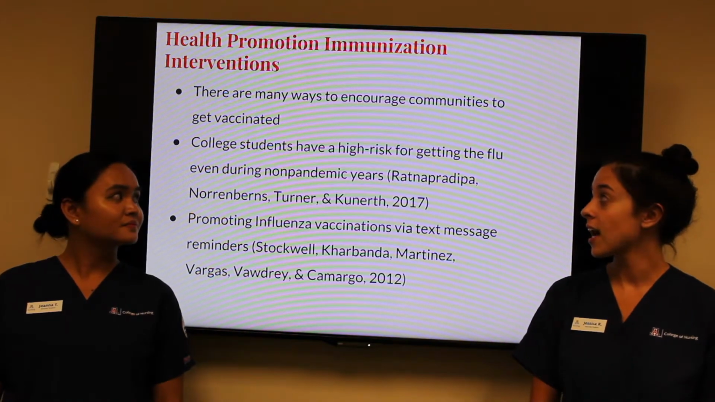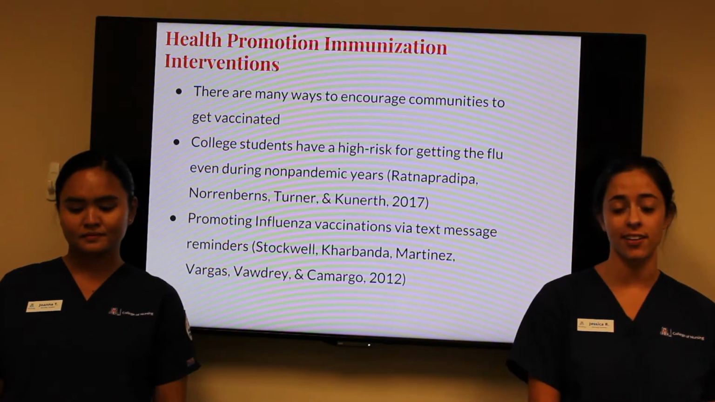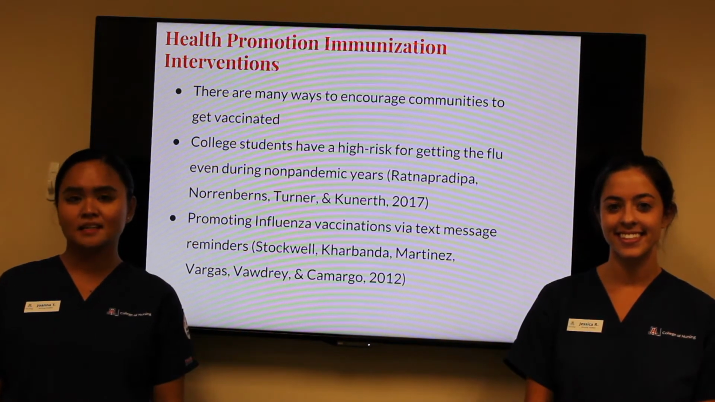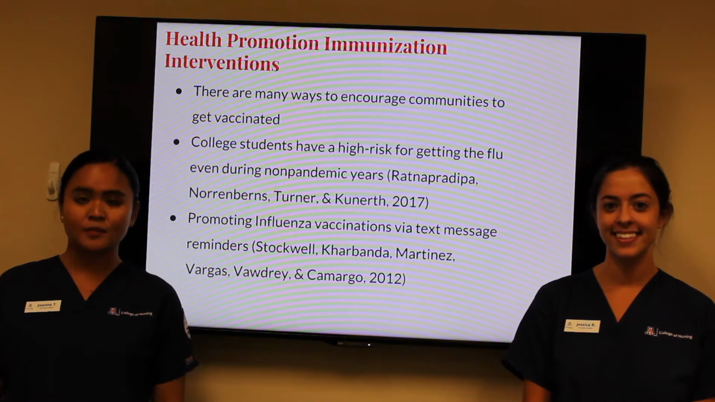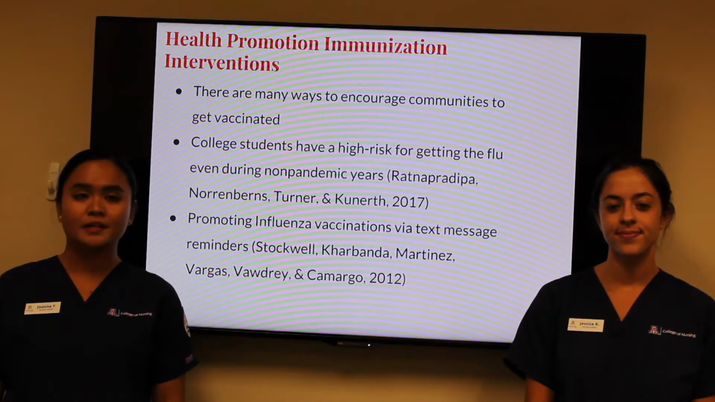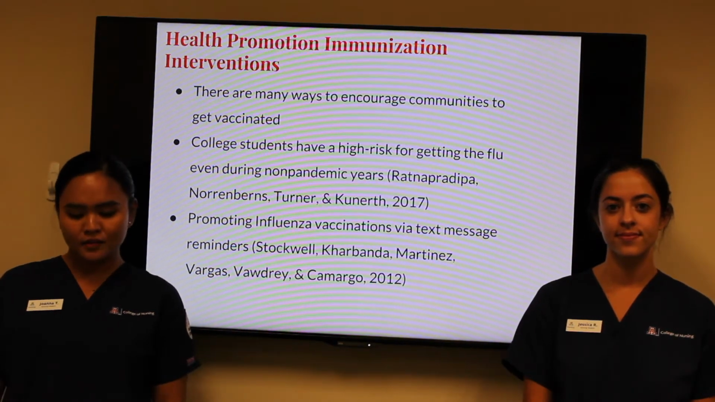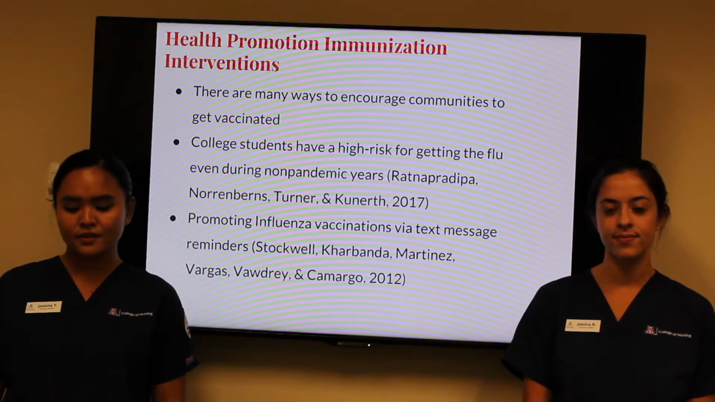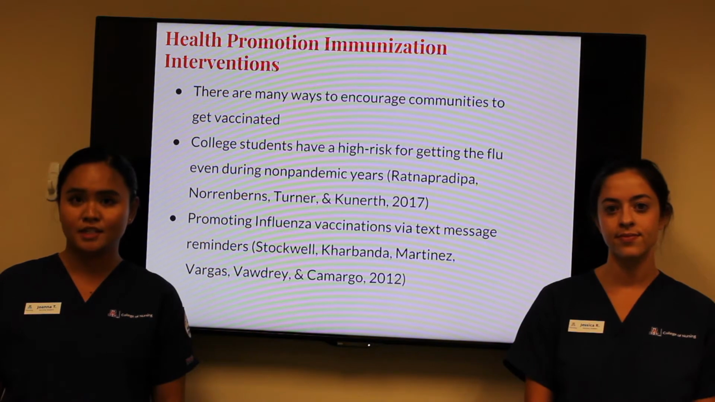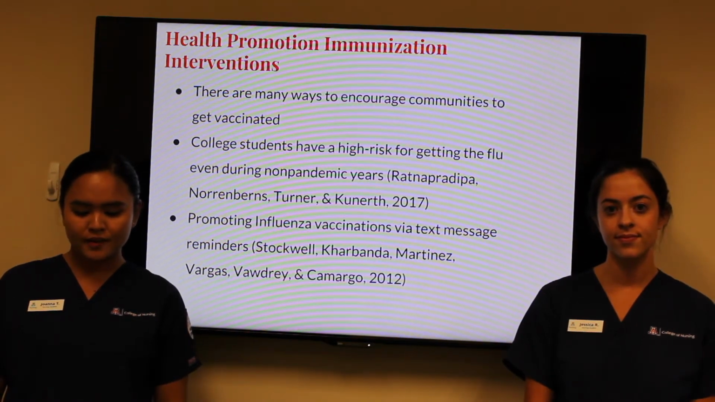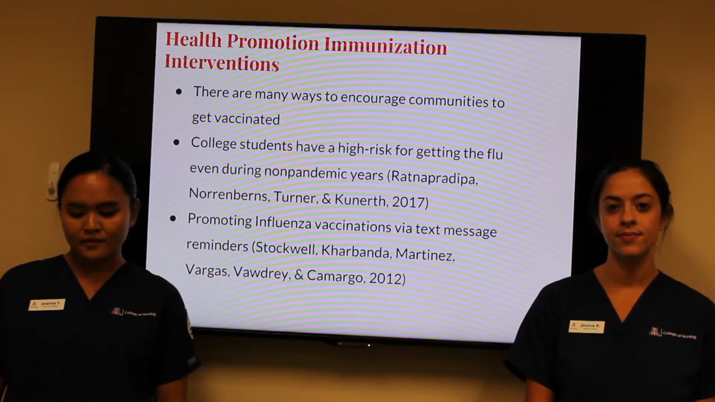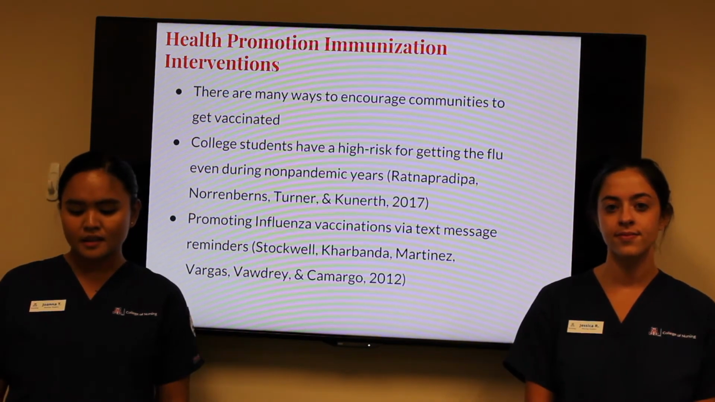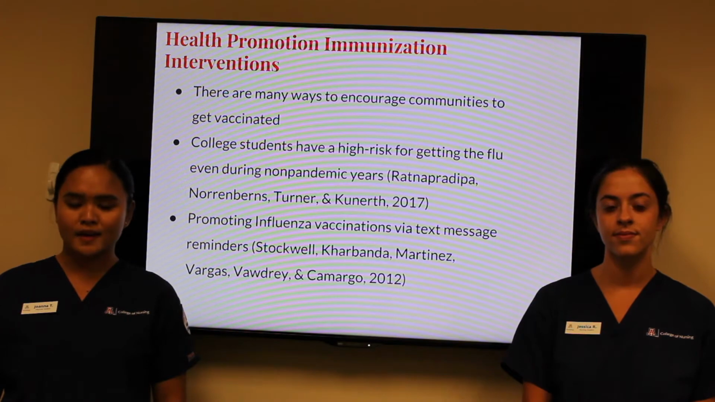So this slide is on health promotion immunization interventions. There are many ways to get communities to get vaccinated, and one of them is predicting health behaviors of individuals and their probability of getting vaccinated. For example, a study found that college students have a high risk of getting the flu even during non-pandemic years. The researchers found that college students' beliefs on vaccinations, as well as having a history of receiving the vaccine, influence their decision on getting the flu vaccine.